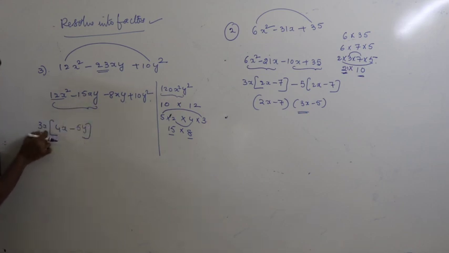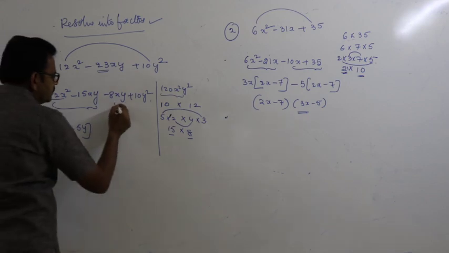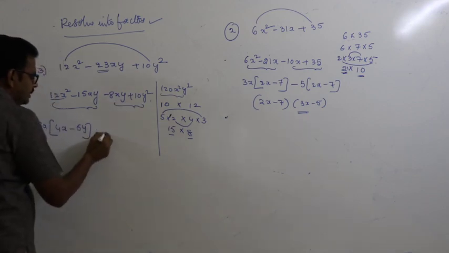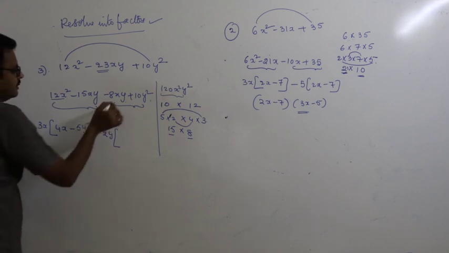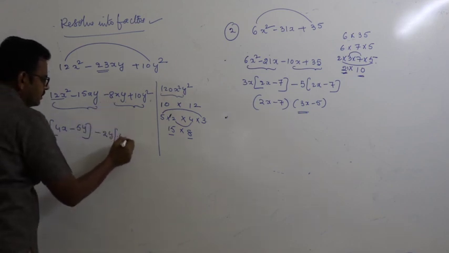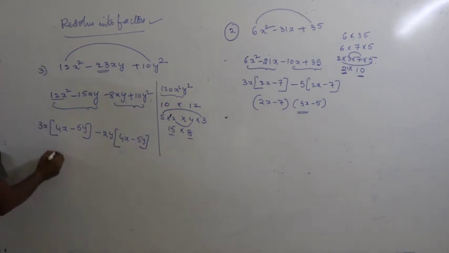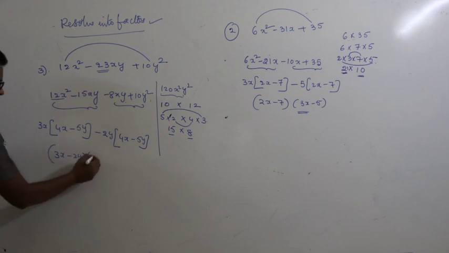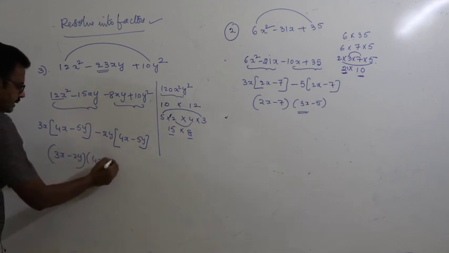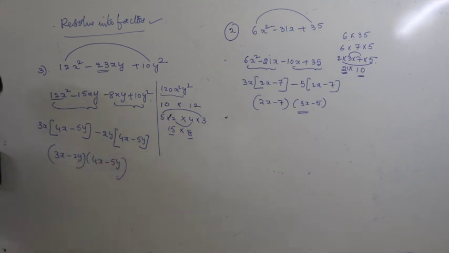If you multiply these two, this is 12x square, 3 5s are 15xy. And from these two, minus 2y is taken common, so this is 4x minus 5y. So the factors are 3x minus 2y into 4x minus 5y.